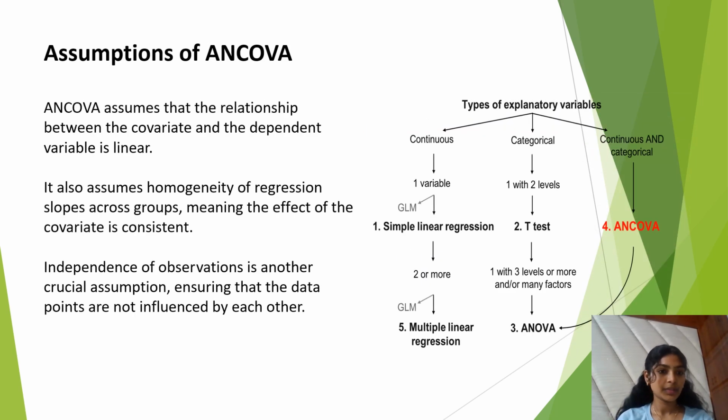Assumptions of ANCOVA. ANCOVA assumes that the relationship between the covariate and the dependent variable is linear. It also assumes homogeneity of regression slopes across groups, meaning the effect of the covariate is consistent. Independence of observations is another crucial assumption, ensuring that the data points are not influenced by each other. In the diagram, you can also see the types of explanatory variables.